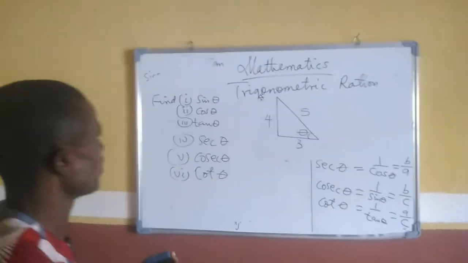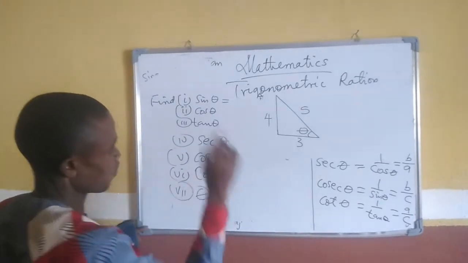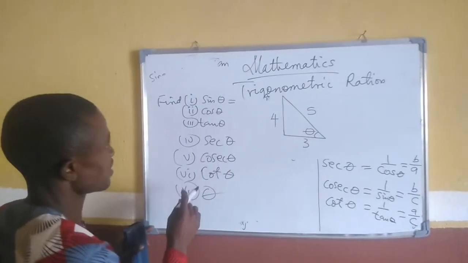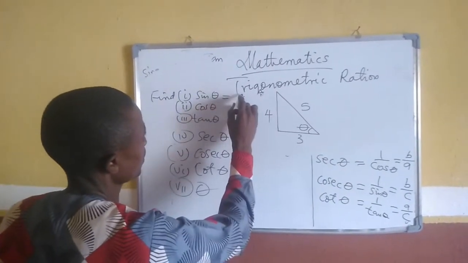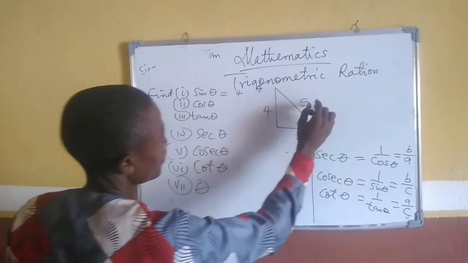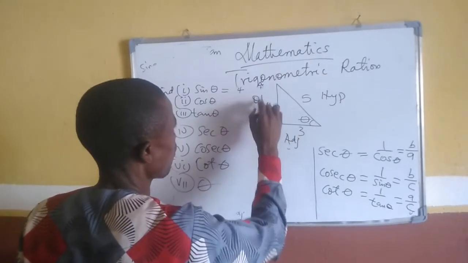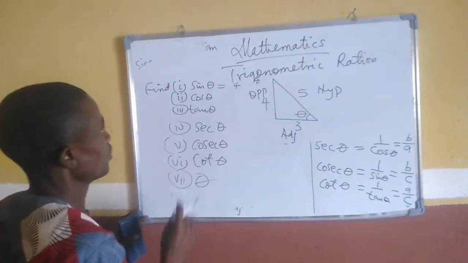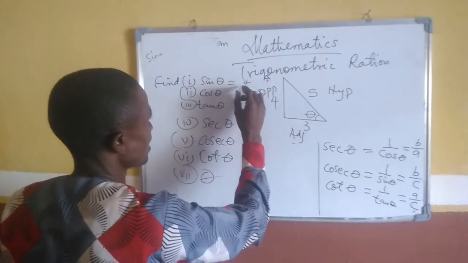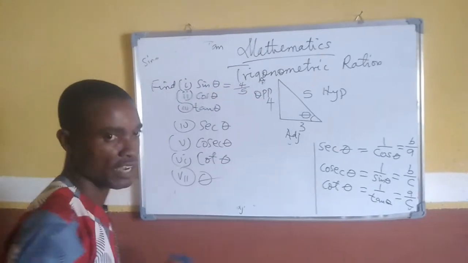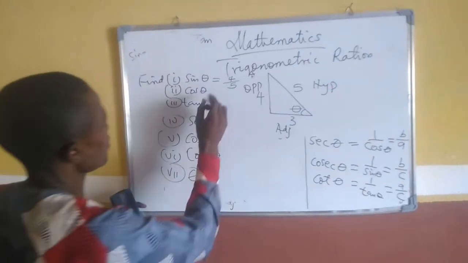From what we have done so far, what is our sin theta? Sin theta is opposite all over hypotenuse. What is our opposite? 4. Then our hypotenuse is what? 5. These are hypotenuse, these are adjacent, and these are opposite to that angle. So if you have to find sin theta, it is opposite all over hypotenuse. So the answer is 4 all over 5. Very, very simple. Now, what is cos theta?